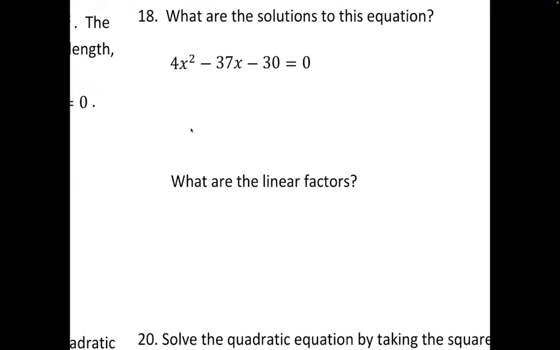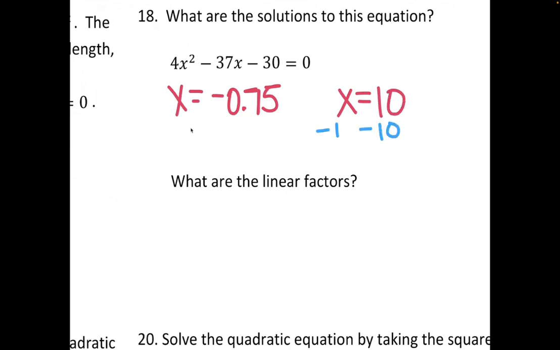More of the same graphing. Now this one does have a decimal. When we do this, we get x equals -0.75. This is asking about the linear factor, so we're going to have to make that a decimal, and x equals 10. Well, this x equals 10 is easy. We're just going to move that 10 over, so we get x minus 10. This one, though, we need to make sure we change this.